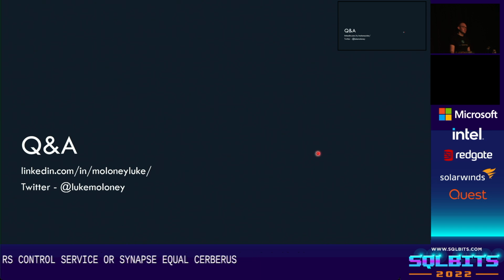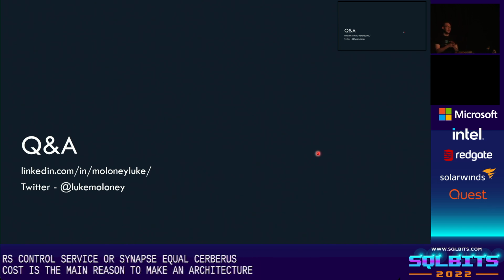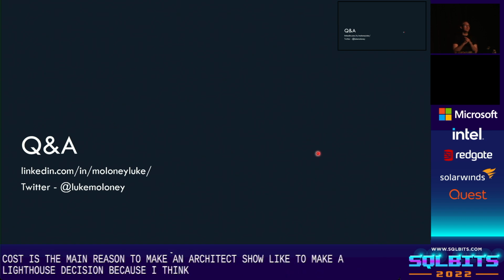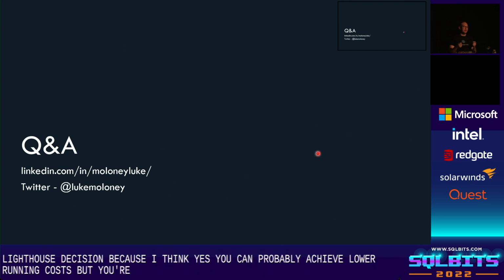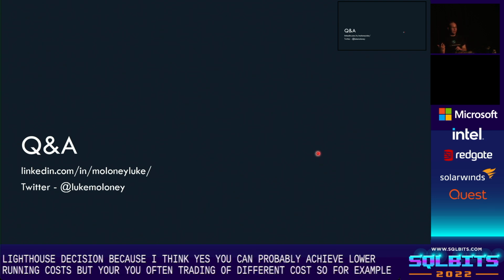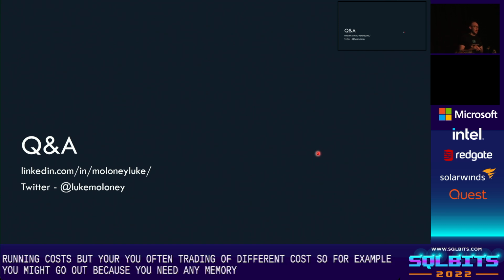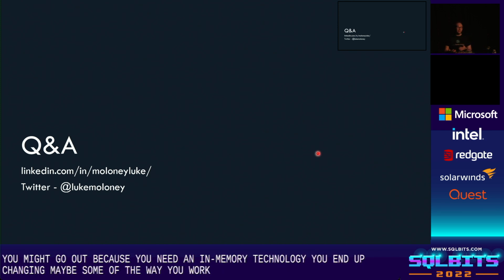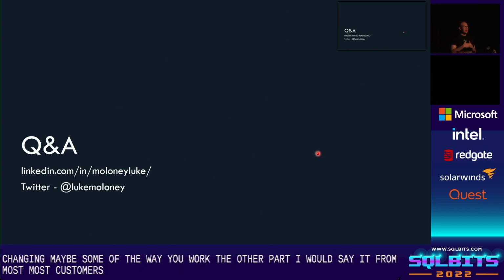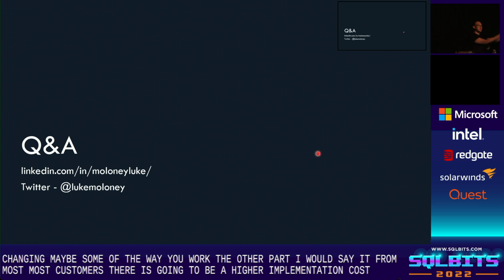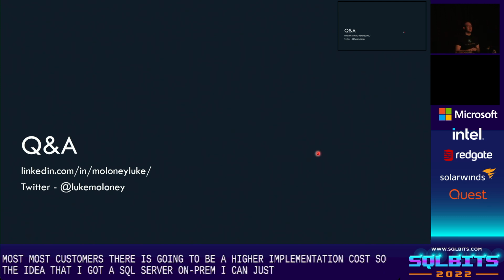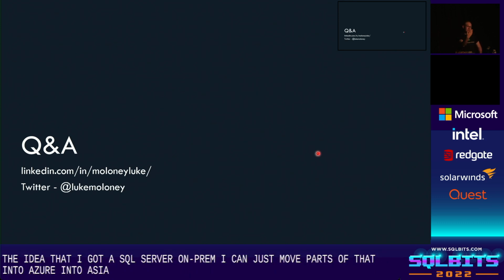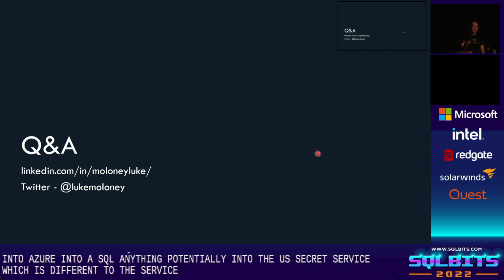Yeah. I don't think cost is the main reason to make the lakehouse decision. Yes, you can probably achieve lower running costs, but you're often trading off different costs. For example, your Power BI costs might go up because suddenly you need an in-memory technology. The other part is that for most customers there is going to be a higher implementation cost. So the idea that I've got a SQL Server on-prem and I can just move parts of that into Azure SQL, and even potentially into Azure SQL serverless, which is different to the Synapse SQL serverless capability, might make sense. So I don't think cost should be the overriding view.